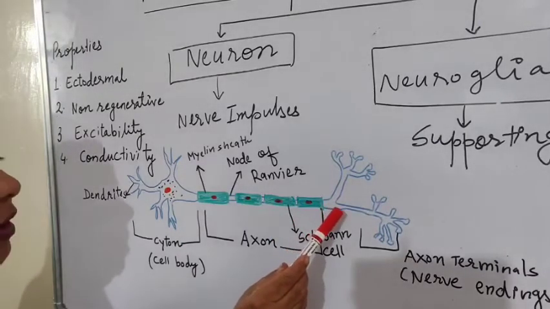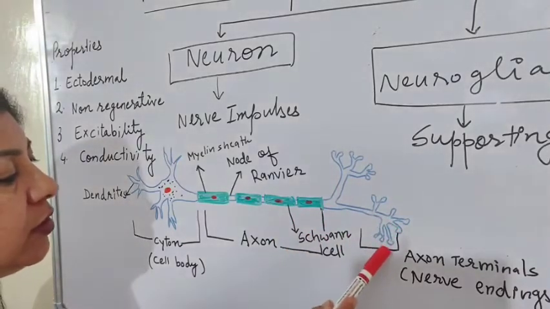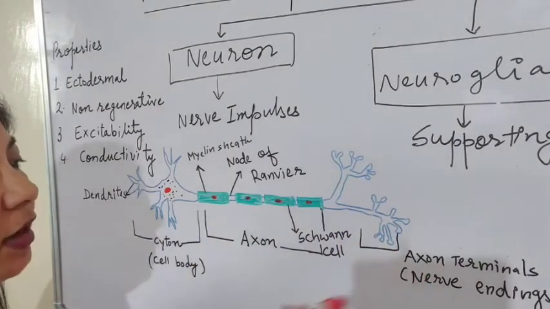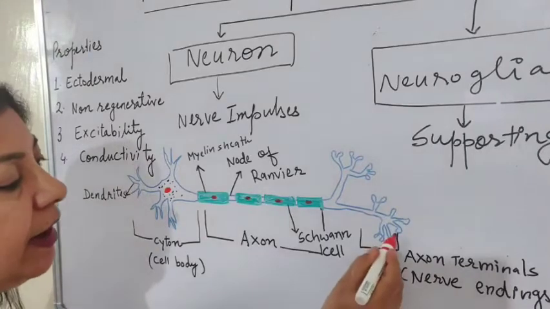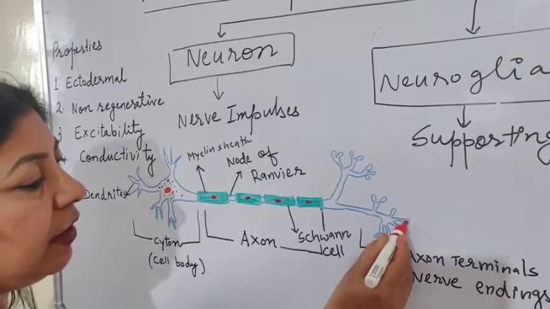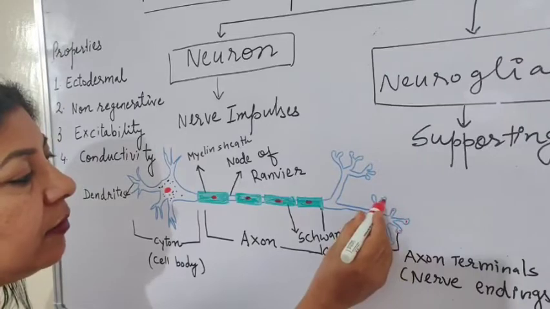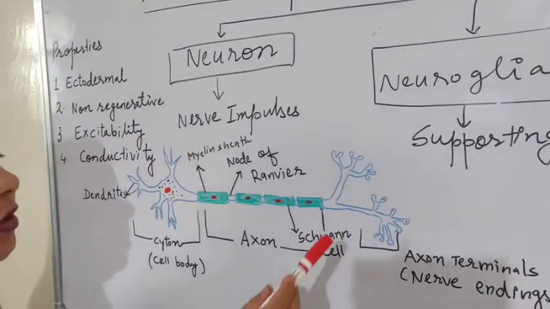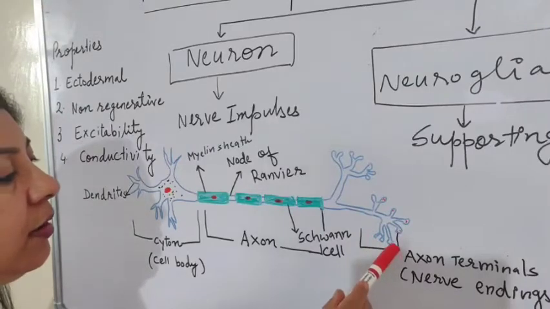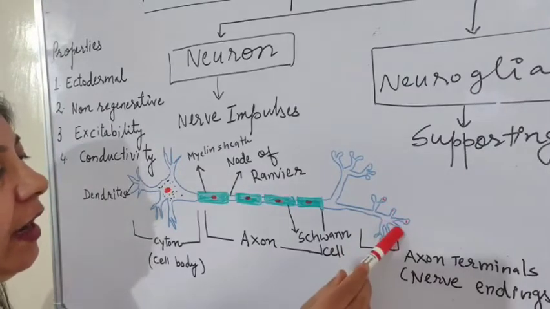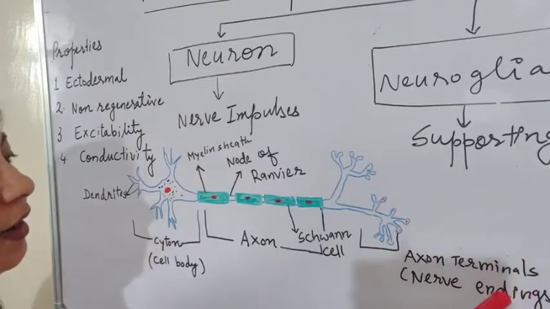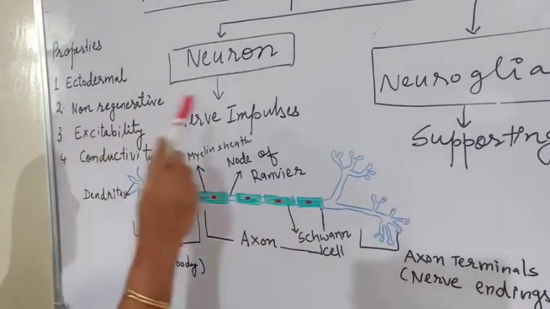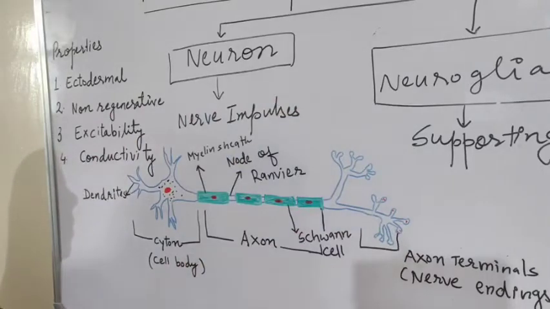Then this axon terminates into small secretory endings which are called nerve endings. These nerve endings have certain neurotransmitters. These neurotransmitters pass on the information from one neuron, that is from the nerve ending of one neuron, to the dendrite of the next neuron. So this is the structure of the neuron.